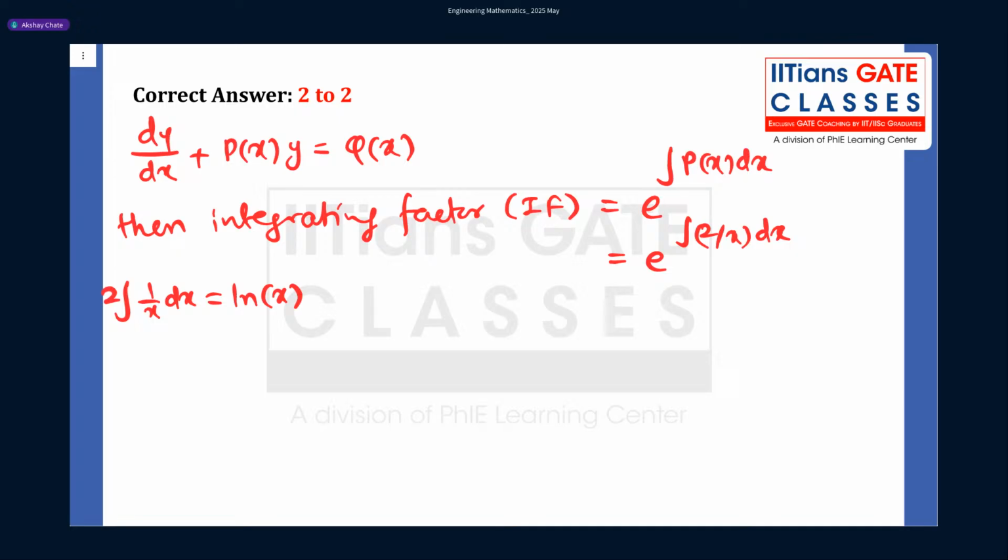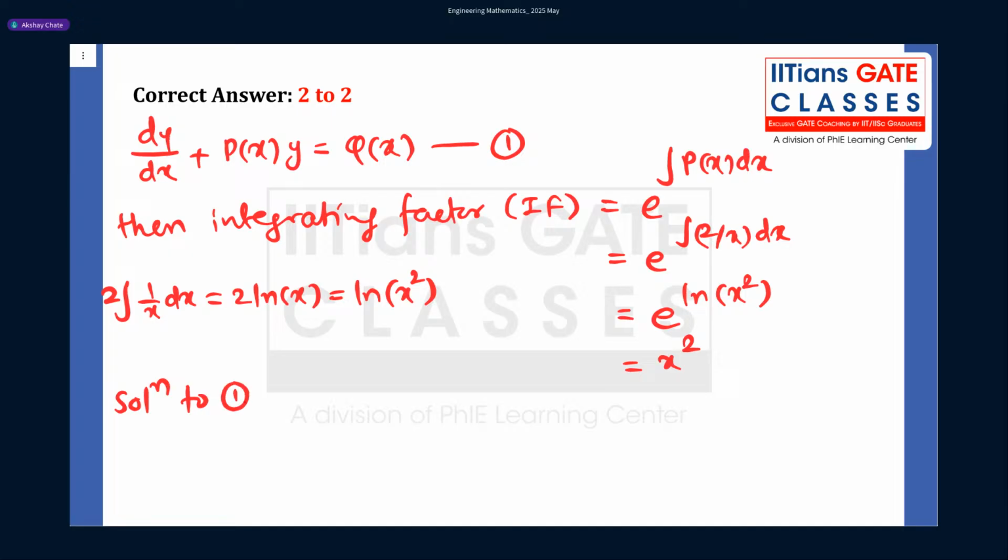Okay, but here there is a 2 which is multiplied outside, right? So therefore it will be 2 into ln x, which is nothing but ln of x square, property of logs. So therefore it is e power ln of x square, and if you know the property of exponential functions, this is nothing but just x square. Okay, so this is your integrating factor.